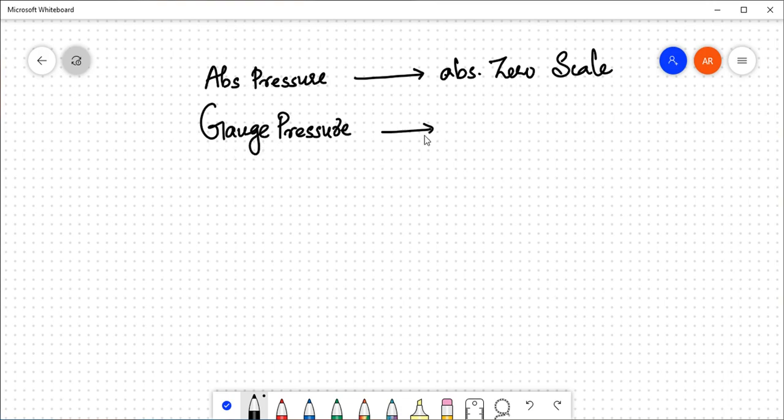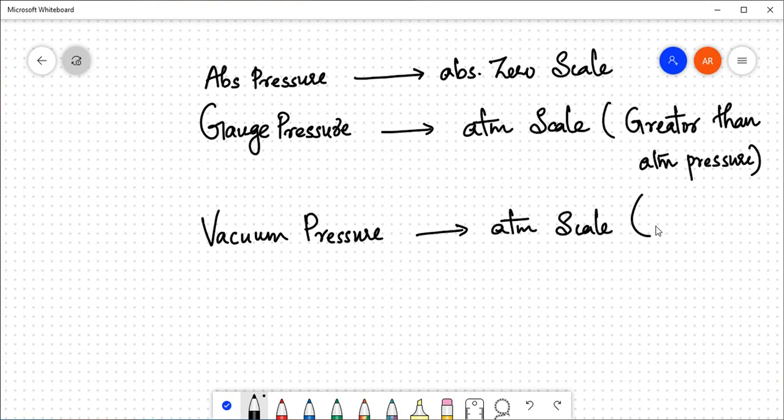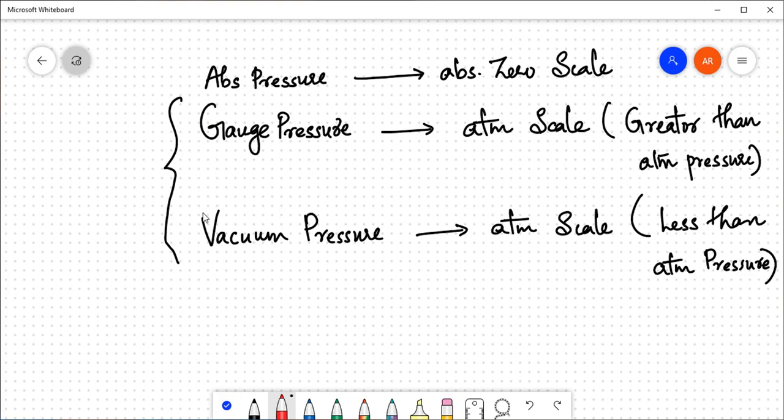Gauge pressure is measured with respect to atmospheric scale, such that pressure at the point is greater than atmospheric pressure. And vacuum pressure is also measured with respect to atmospheric pressure scale, and the pressure at the point is less than atmospheric pressure. When we consider gauge pressure and vacuum pressure, the scale is atmospheric pressure scale, and the atmospheric pressure is considered as 0 in this particular scale.